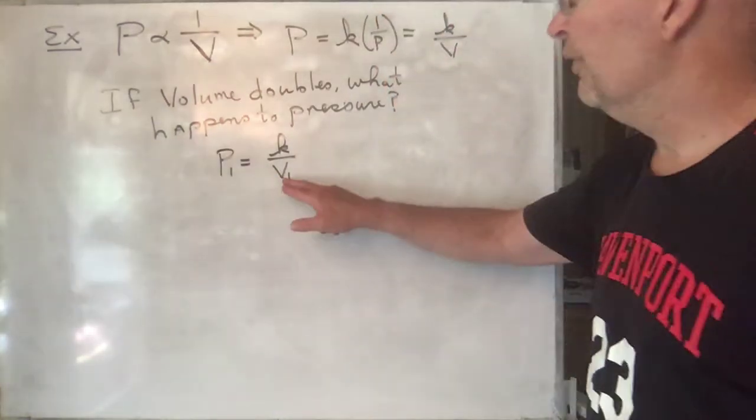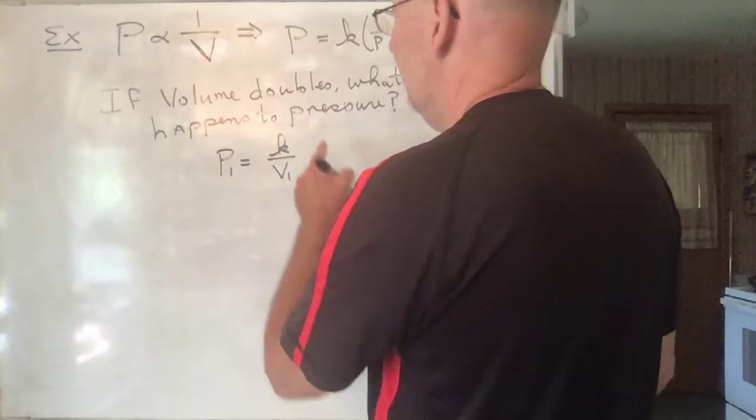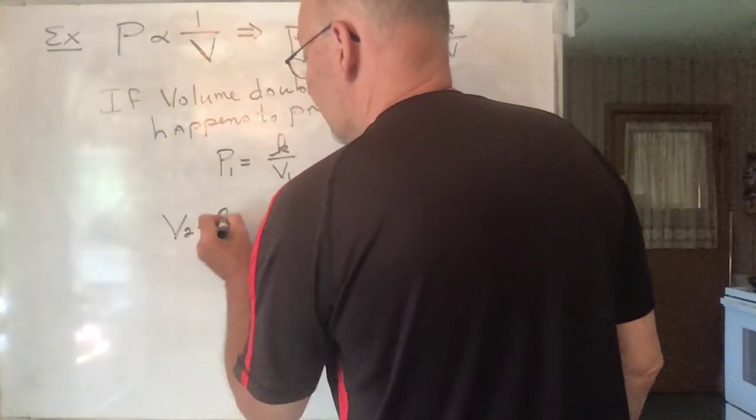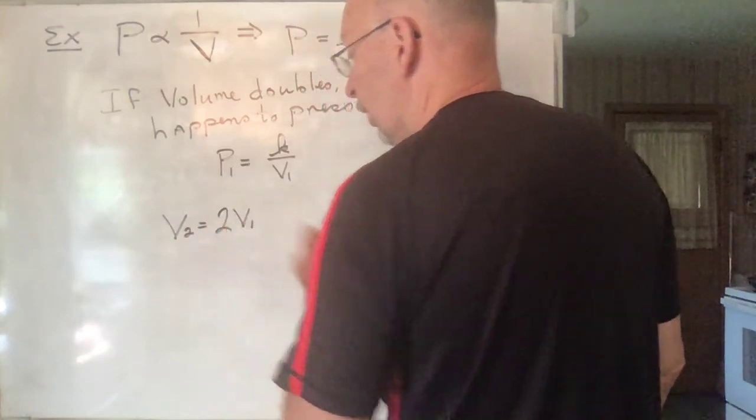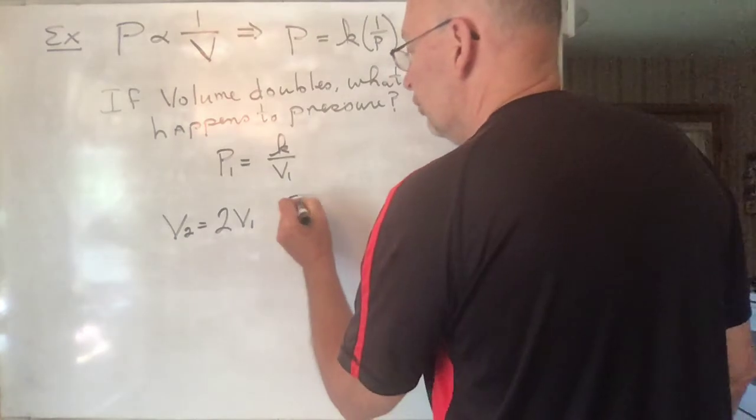If the volume is V1, then the pressure is P1. And now we're going to do what? Now we're going to double the volume. So V2 is going to be twice as much as V1. See that? It's going to be twice as much. So what will P2 be?